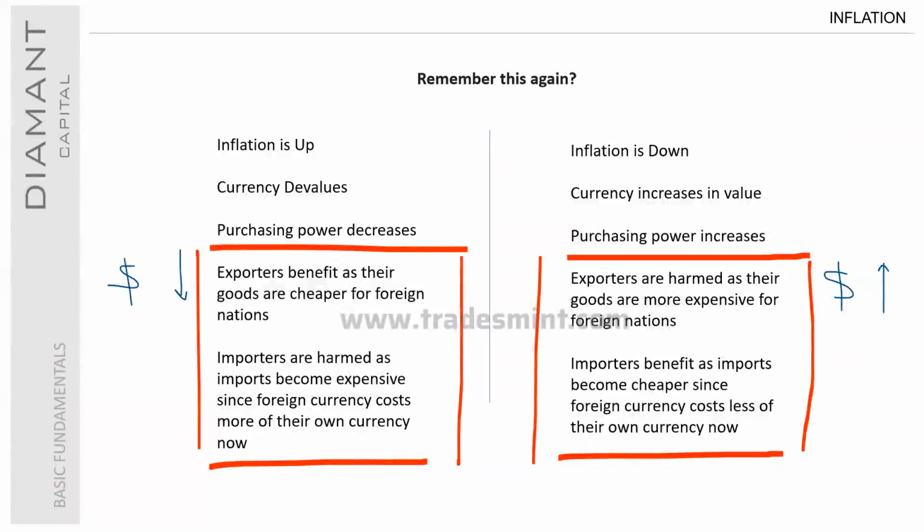So yeah, dollar down when currency devalues, exporters benefit from cheaper goods. And then when the dollar is up, exporters are harmed because they're more expensive for foreign nations.